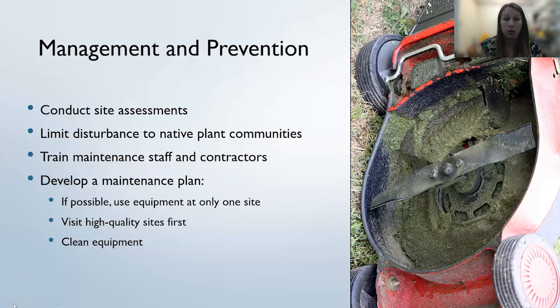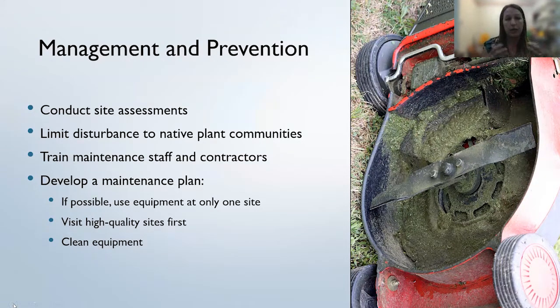I recommend that you start by conducting site assessments of the properties that you manage. Go out there, take a look, and get a feel for what is there. Is the location predominantly invasive species, or is it a good high quality natural area that's dominated by natives and doesn't really have very many invasive species? Once you go out and look at your sites, you can start to prioritize where they should fall in your management activities.